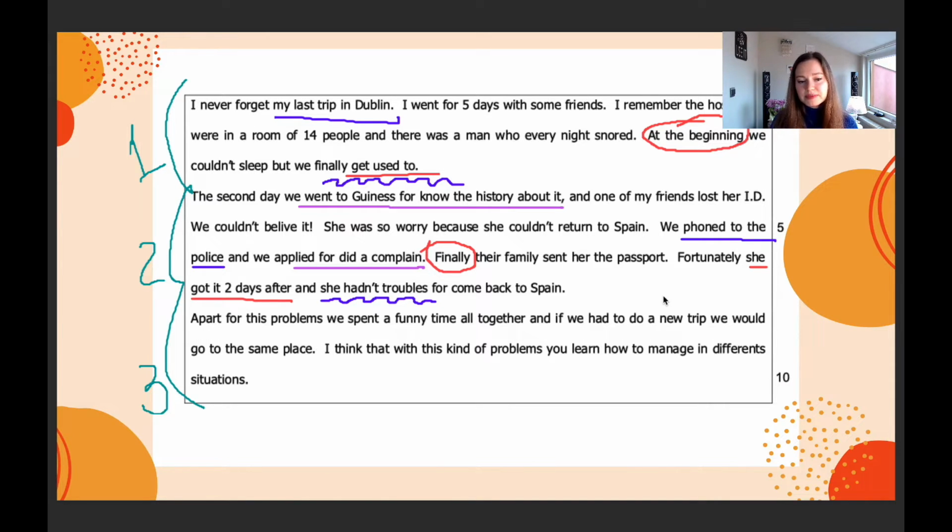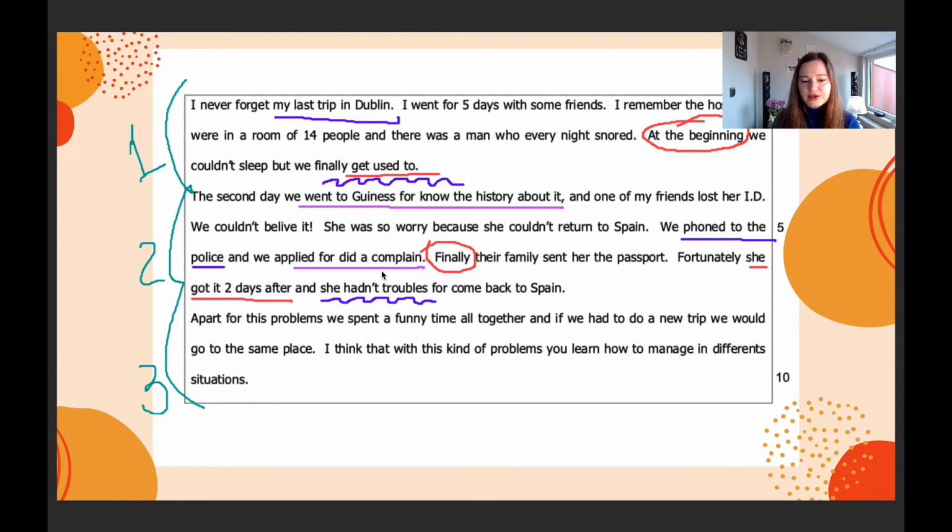And now let's have a look at possible weaknesses. First of all, accuracy of grammar. That's something that you can easily notice, and there are some problems with prepositions. I underlined some of those. My last trip in Dublin, which should be my last trip to Dublin. Then another one is definitely we phoned to the police, where we don't really need any preposition at all. Make sure that you can see more than 1 example of the weakness or strength, because if there is just 1 case, I'm afraid it's not enough for your answer.